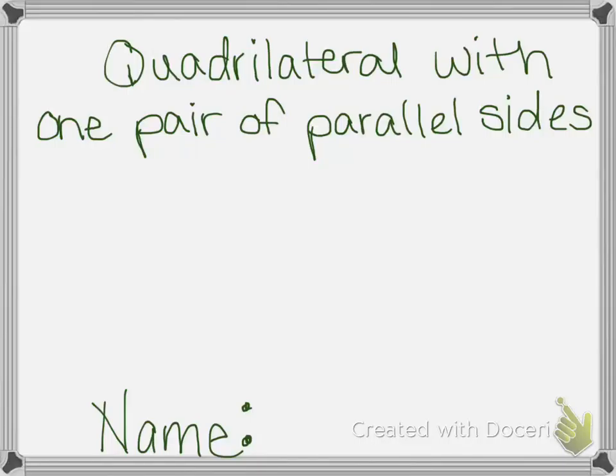Number 1 says, draw a quadrilateral with exactly one pair of parallel sides. So if we can only have one pair of parallel sides, the other pair should not be parallel. And then if it asks for the name of this shape, this is a trapezoid.